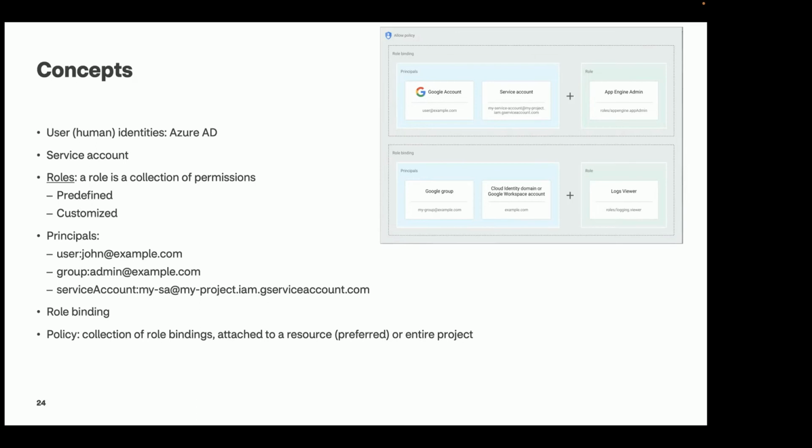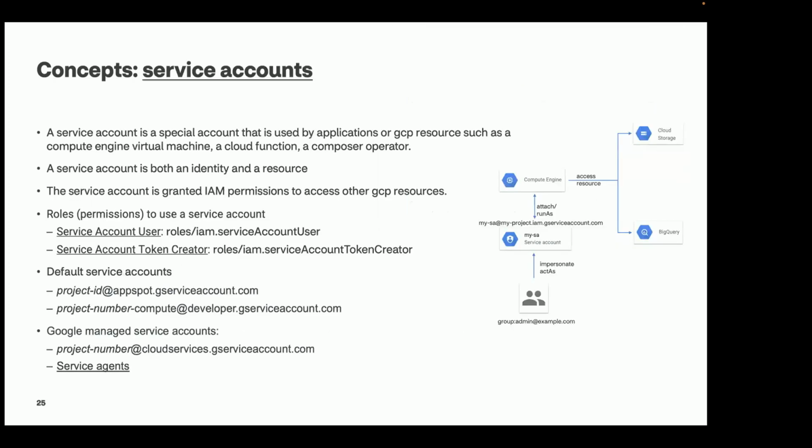Could be a user, could be a group, could be a service account. Normally, you will not give a role to a user only, because this is not a good practice, right? Normally, you should give a role to a group or a service account. Then role binding means you give this identity or this principal the predefined role or customized role. This is a binding, and you can only bind one principal with one role each time, right? And the policy is basically a collection of roles and role bindings.